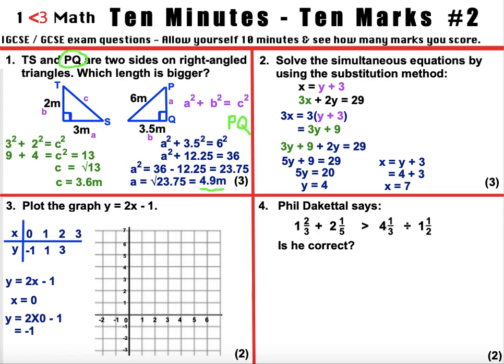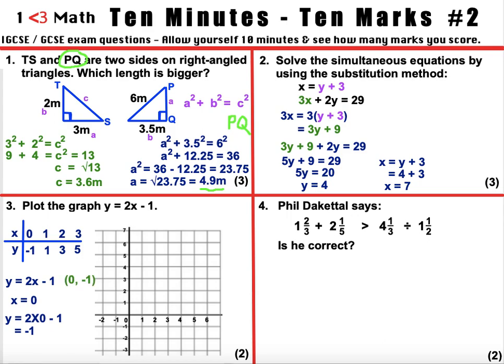2 times 2, so this is the next x value where x equals 2. 2 times 2 is 4, take away 1 is 3. And then 2 times 3, take away 1 is 5. 2 times 3 is 6, take away 1 is 5. So now we can plot these coordinates.